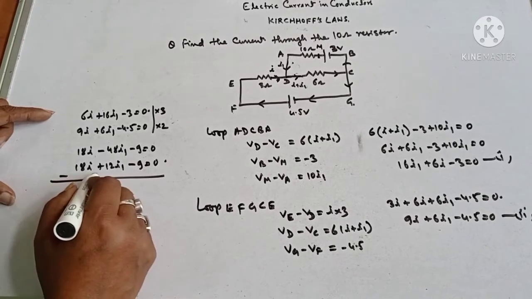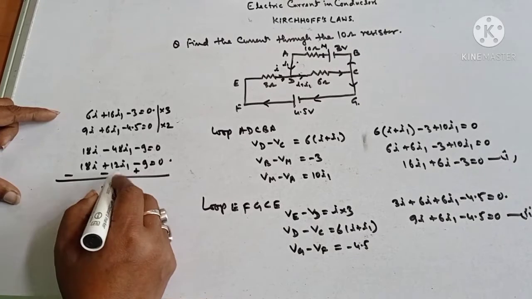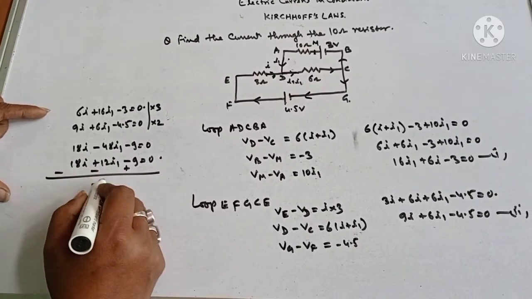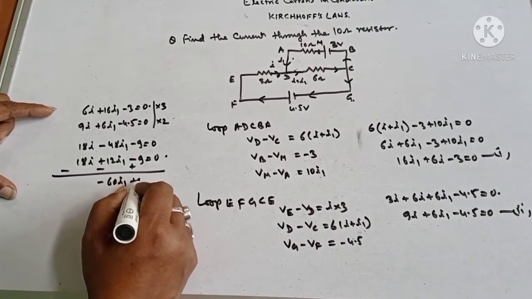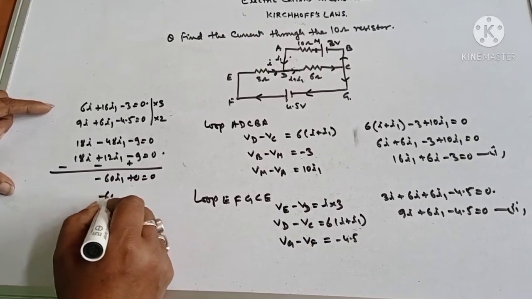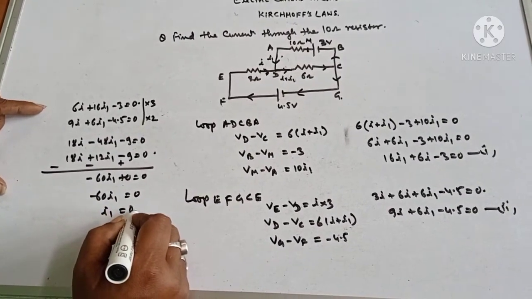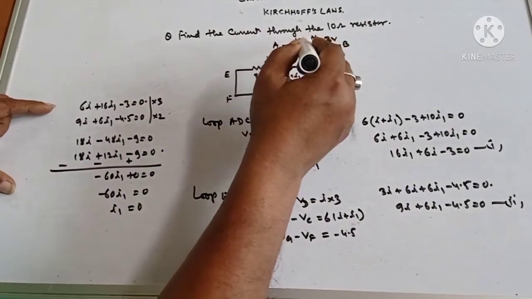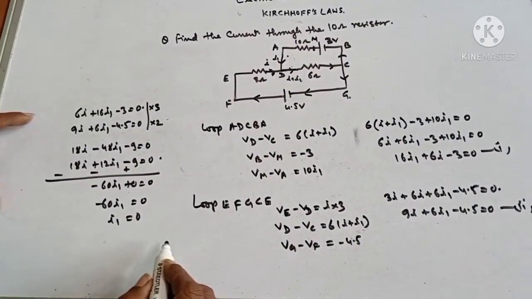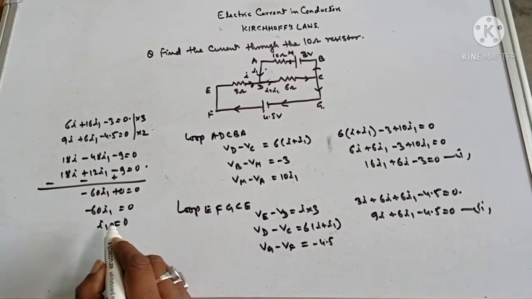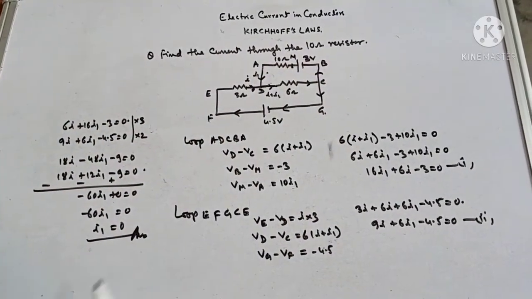Subtracting, this will be 48 minus 12, 36I1, equal to 0. So I1 will be equal to 0. So the current flowing through the 10 ohm resistance is 0. This is how I calculate it. This is your answer: the current flowing through the 10 ohm resistor is 0 by applying Kirchhoff's law.